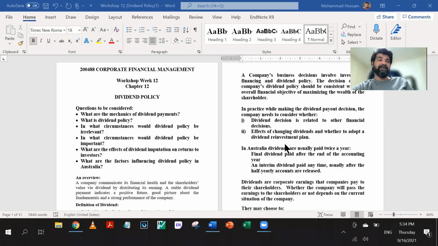We'll be discussing today. The questions we're going to cover today are: what are the mechanics of dividend payments? What is dividend policy? In what circumstances would dividend policy be relevant, and in what circumstances would dividend policy be important? Then, what are the effects of dividend imputation on returns to investors? And what are the factors influencing dividend policy in Australia? These will be our topics to be covered today.